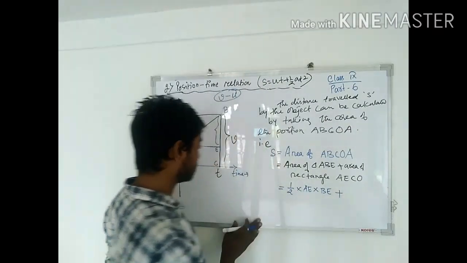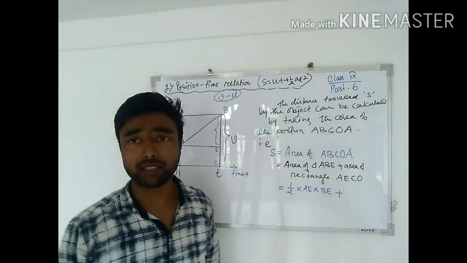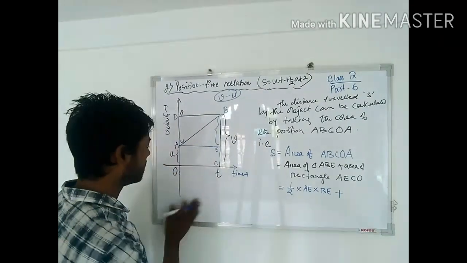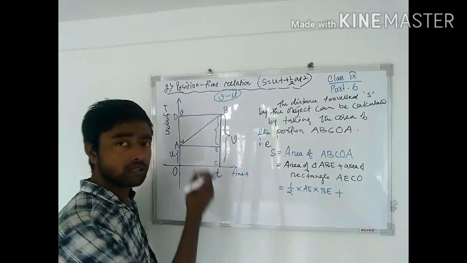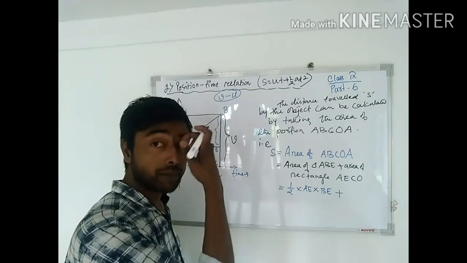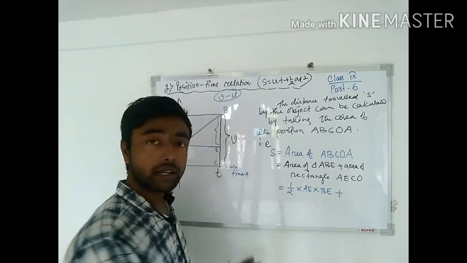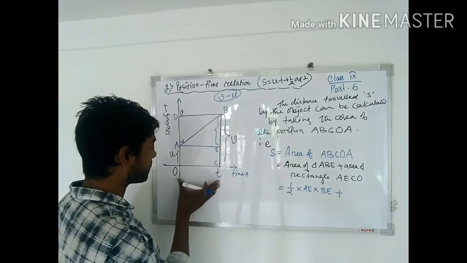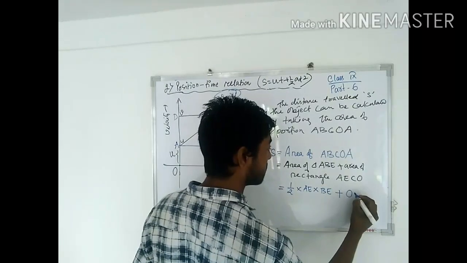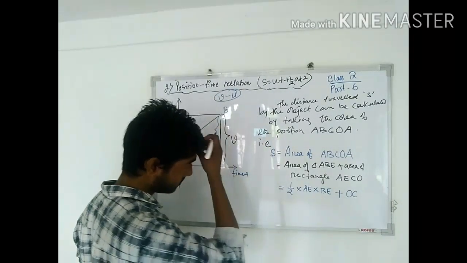Plus area of this rectangle. Rectangle का area क्या है? Length into breadth है. Very easily you know. It is length into breadth. If you multiply the length with the breadth of the rectangle, you will get the area. So what is length? Length is OC. Can I write OC?